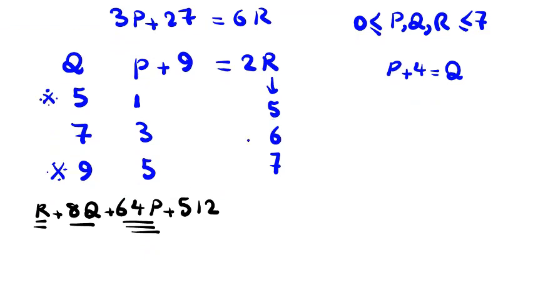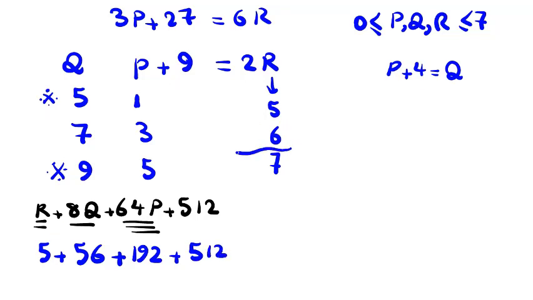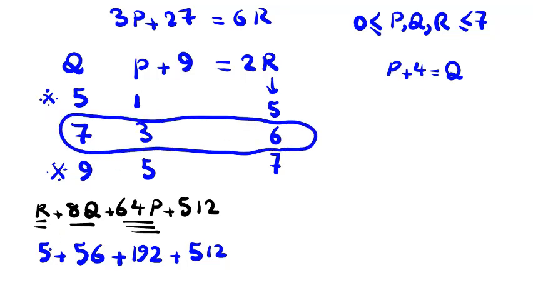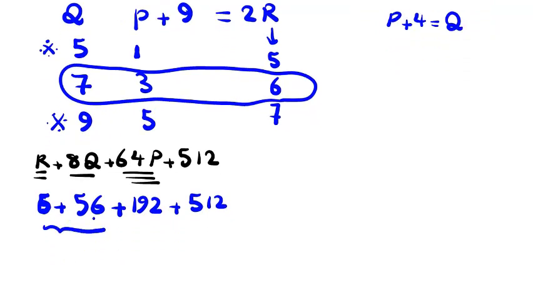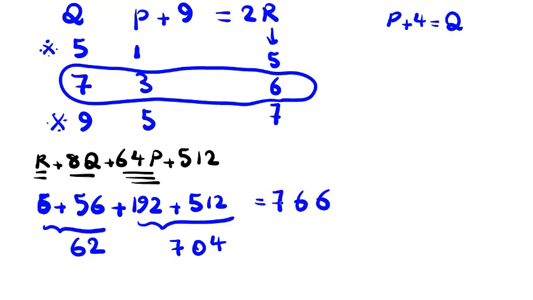R is 5 plus 8Q here. 8 times 7 is 56 plus 64P. 64 times 3. 3 times 4 is 12. 3 times 6 is 18, 19. Oh, sorry, here R is 6. We consider this case. Let me draw a line around that. It is 6. So if we calculate, it will be 6 plus 56, 62. 2 plus 2, 4. 9, 10. It will be 6, 6 and 7.